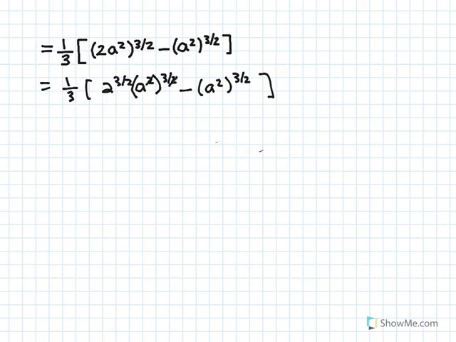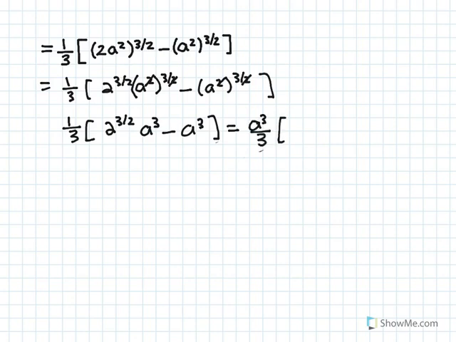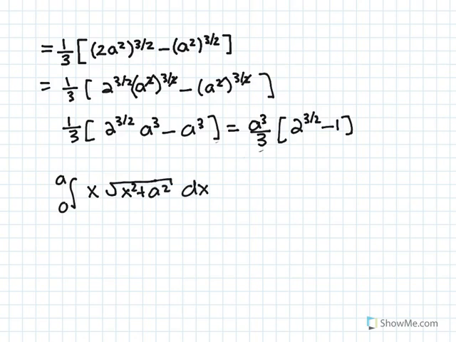All right, a squared to the 3/2, the 2 cancels with this 2. We get 1/3 times 2 to the 3/2 times a cubed minus a cubed. Let's simplify a little bit more. Factor out the a cubed. We get a cubed over 3 times 2 to the 3/2 minus 1. So what we have shown is the integral from 0 to a of x root of x squared plus a squared, integrated with respect to x. The value of this definite integral is a cubed over 3 times 2 to the 3/2 minus 1.